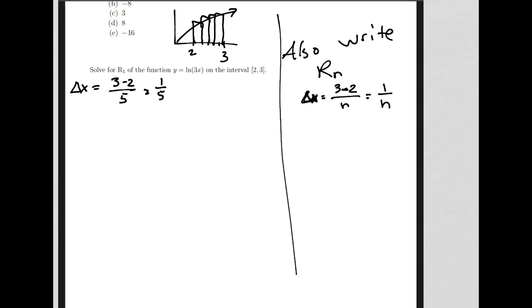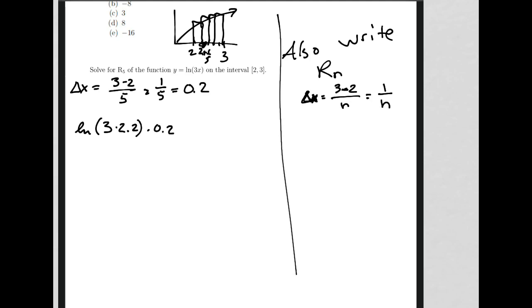And then we're going to add up natural log. So the first one we're going to be plugging in is 2 plus a fifth, right? Because we're looking at the right side here, and so it's going to be 1 width past 2. So 1/5 is the same thing as 0.2. And so if we're plugging that in, starting at 2, our first guy is going to be natural log of 3 times 2.2 times your width, which is 0.2.